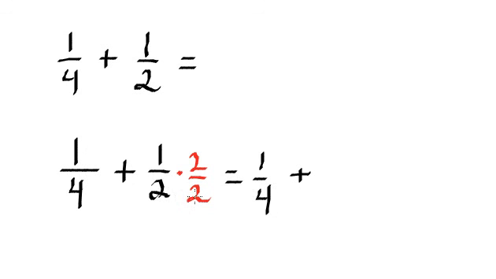So 2 times 2 is 4. And 1 times 2 is 2. So now as you can see, we have a common denominator. And so I rewrite the denominator and I add the numerators, which will be a 3. And as you can see, this will not reduce down any. And we have now our proper fraction.